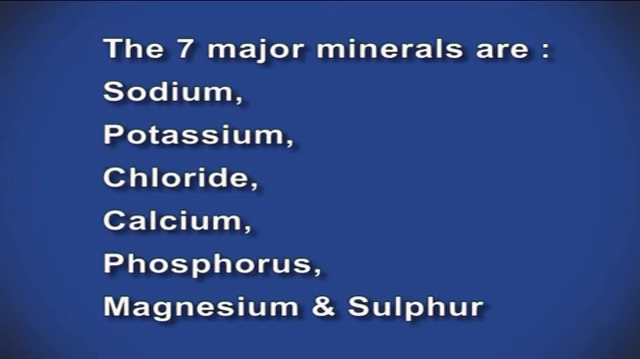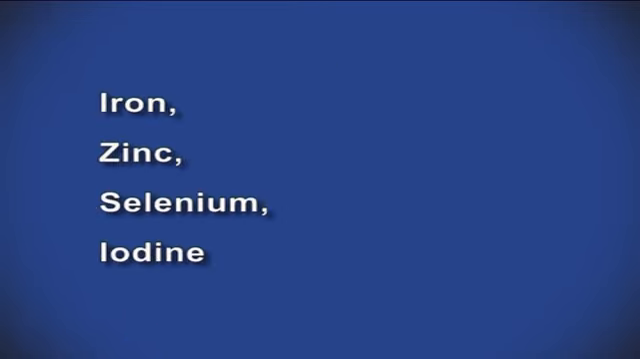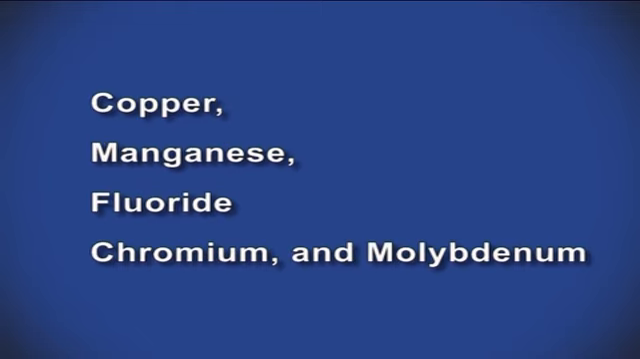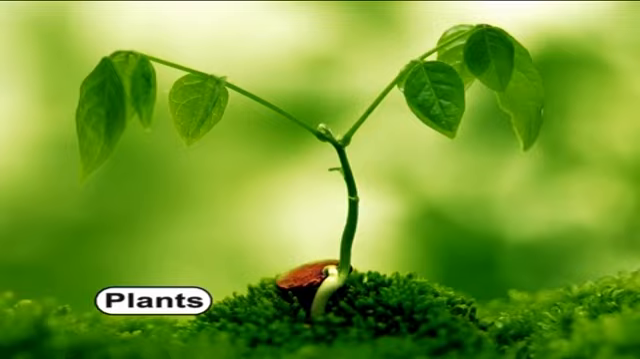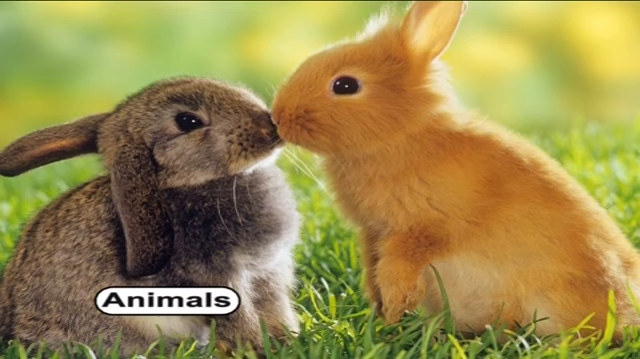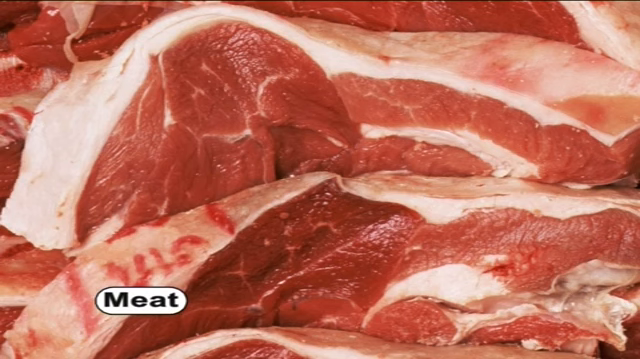Major minerals. The 7 major minerals are sodium, potassium, chloride, calcium, phosphorus, magnesium and sulfur. Trace minerals. Iron, zinc, selenium, iodine, copper, manganese, fluoride, chromium and molybdenum. Sources of minerals. Foods from both plants and animals are sources of minerals. They include rice bran, green leafy vegetables, fish and organ meats.